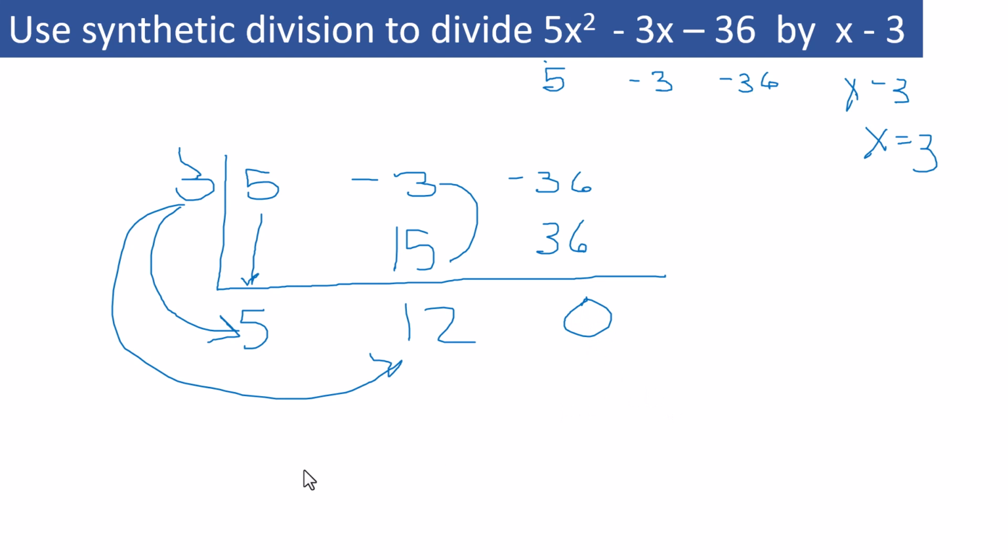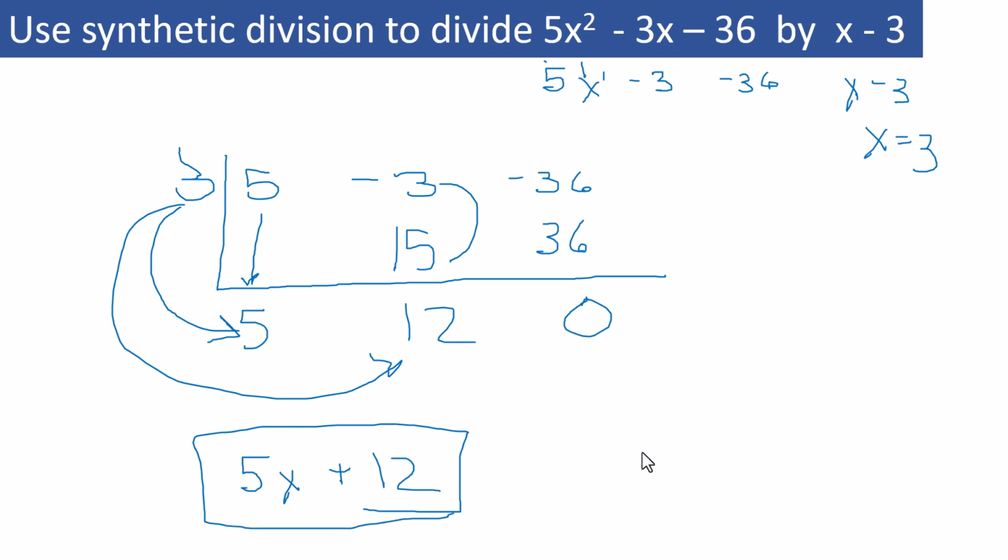Okay, so how do we interpret our answer? Our answer is going to be 5x, because we start with 1 less than the power that we have here in our dividend. All right, so we had x squared, so we subtract 1 from 2 and we get x to the first power, and then just keep going down. And then we have a positive 12, x to the 0. That's going to be our constant. So that's when we know where to stop. And then we have a remainder of 0. We don't write remainder of 0. So our answer is just 5x plus 12.